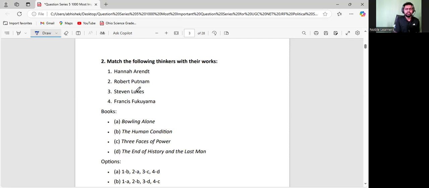She also wrote a book called The Origins of Totalitarianism. She gave the concept of the banality of evil. A lot of things are there, but talking about this particular question, Hannah Arendt wrote the book called The Human Condition. Robert Putnam is a very important thinker. He gave the concept of social capital.